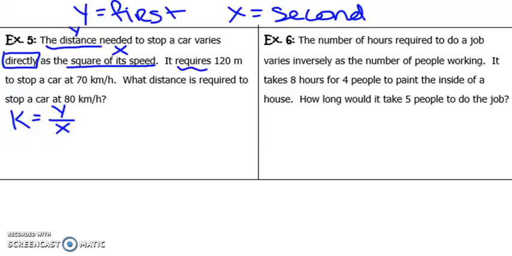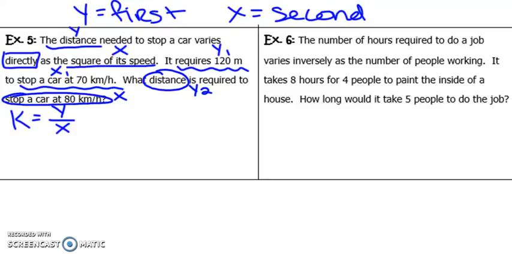So now if I look, it requires 120 meters. Well, that's my Y to stop a car at 70 kilometers per hour. That's my X. What distance? Well, distance is Y, and we need to stop a car at 80 kilometers. So now if I make my 2 points, I have 70 kilometers, which is my speed, with 120 meters. And then I have a distance, so that's my Y that I'm searching for, at 80 kilometers.